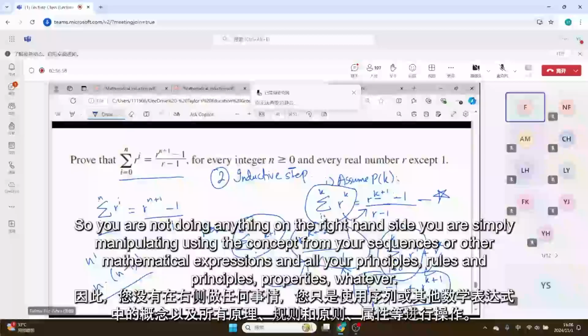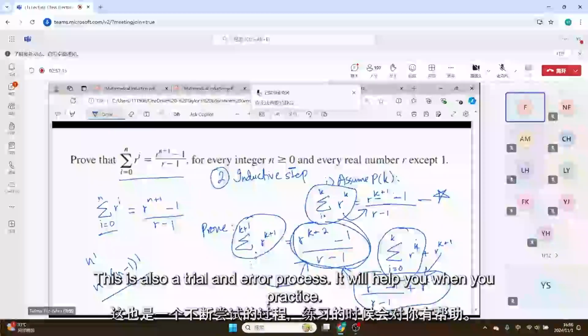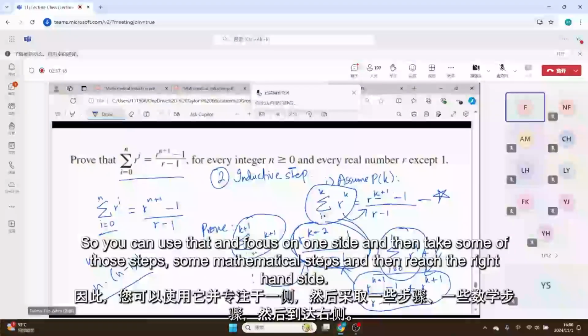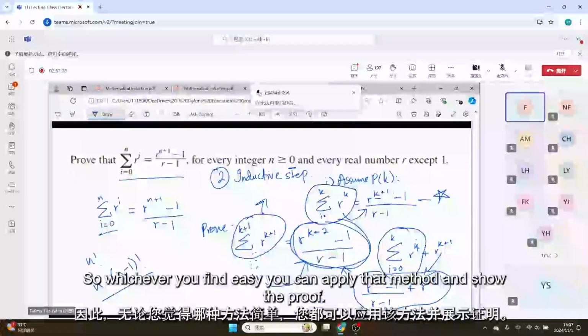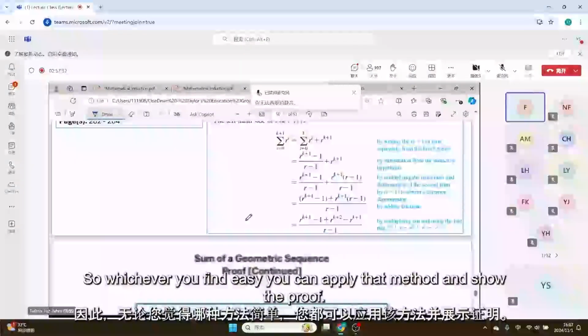So you are not doing anything on the right hand side. You are simply manipulating using the concepts from your sequences or other mathematical expressions, your rules, principles and properties, whatever. It depends on the type of question you have. This is also a trial and error process. It will help you when you practice. So you can focus on one side, take some mathematical steps, and then reach the right hand side. Whichever you find easy, you can apply that method and show the proof.